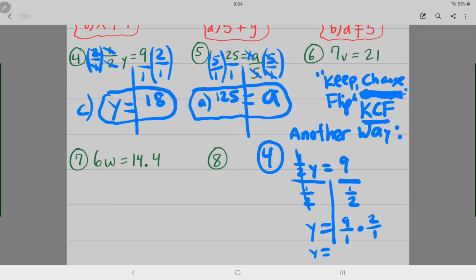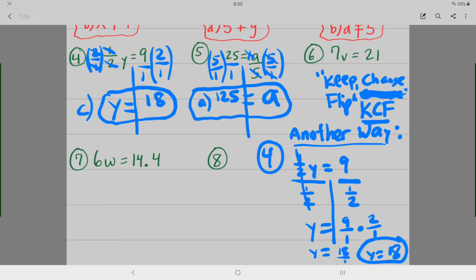Now, 9 times 2 is 18. 1 times 1 is 1. And 18 divided by 1 is still 18. So as you see, even though we did it another way, in this case KCF, keep, change, flip, you still will get the same answer.